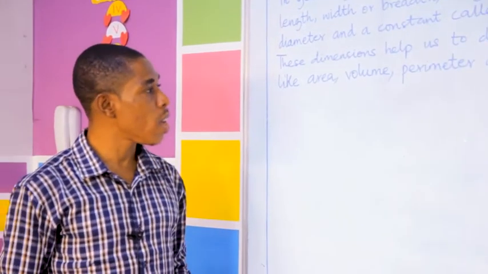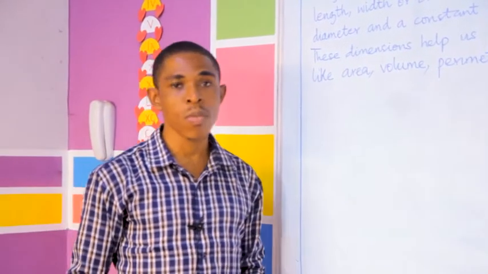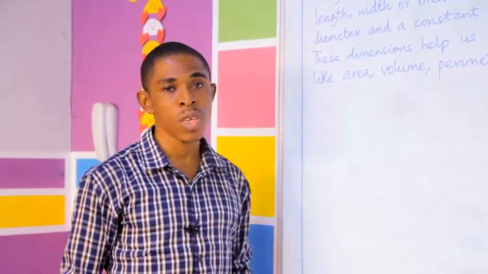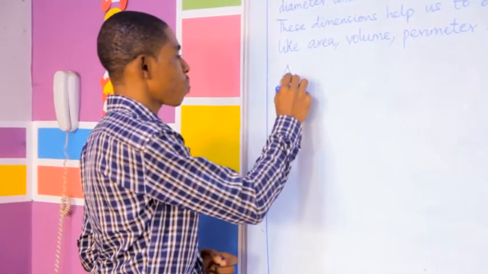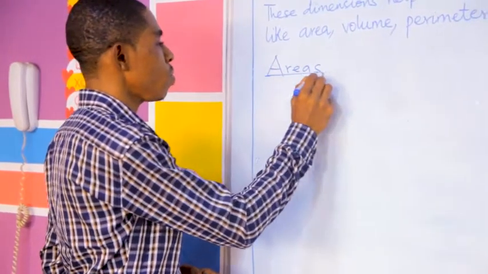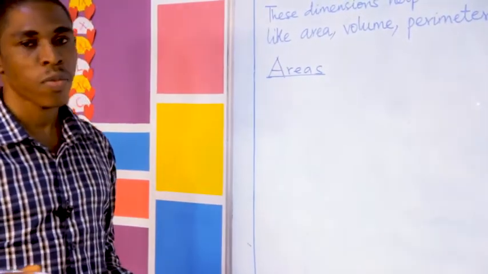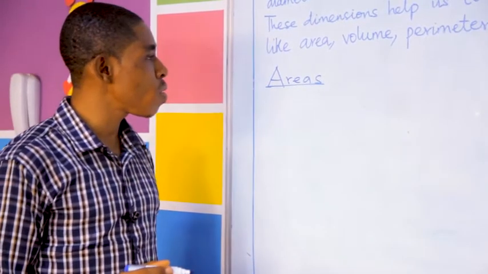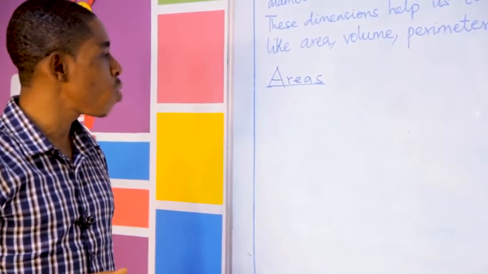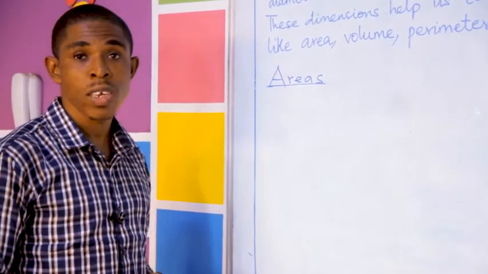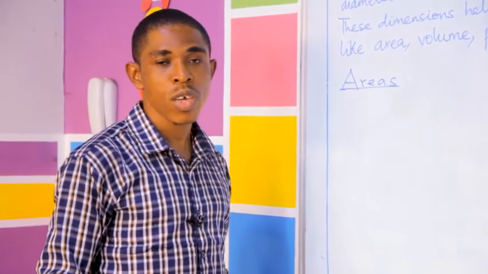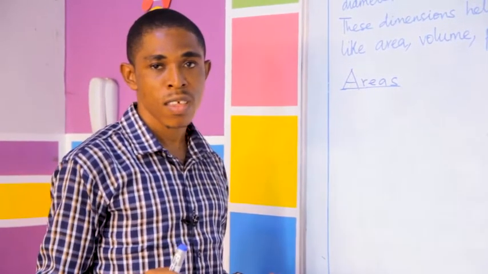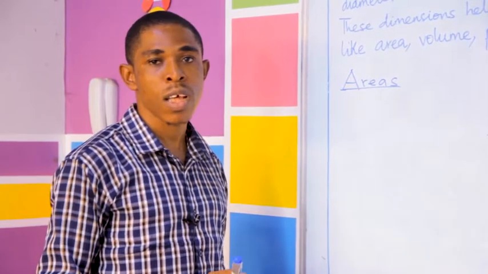Today, I'll start by solving problems related to plane shapes and especially regular plane shapes. Firstly, we're going to be looking at areas. In looking at areas, we're going to be looking at the areas of plane shapes. Plane shapes can be divided into two. We have polygons and circles. Polygons are plane shapes that have straight sides, while circles are plane shapes that have curved sides.